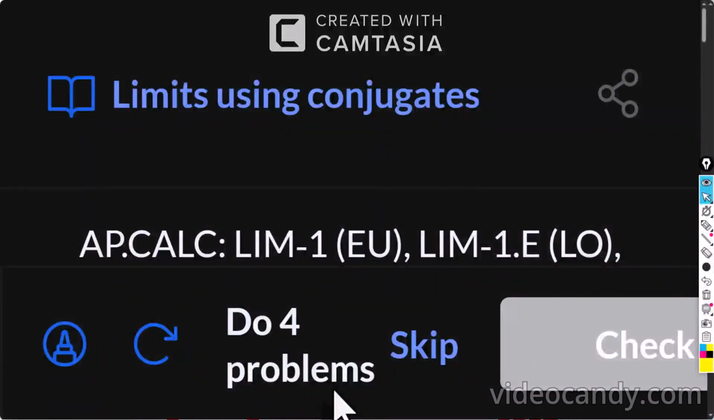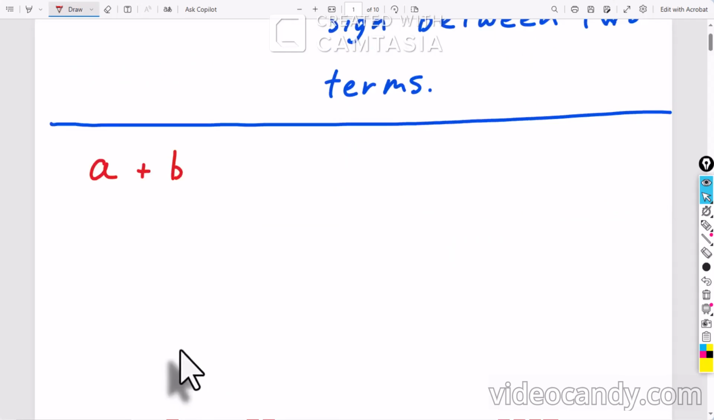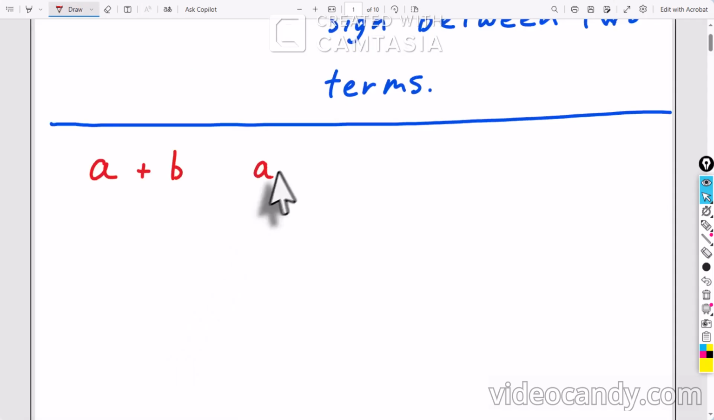This will be for the Khan Academy exercise, limits using conjugates. So a quick definition for conjugate, that is just when you change the plus minus sign between two terms. So just briefly, let's say you had A plus B. The conjugate would just be A minus B.